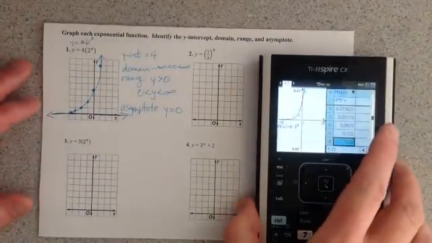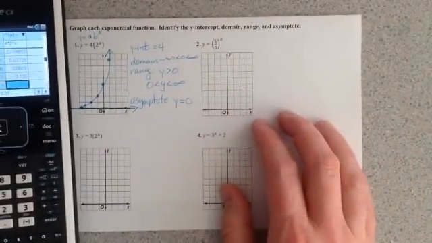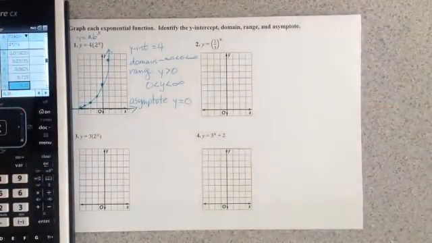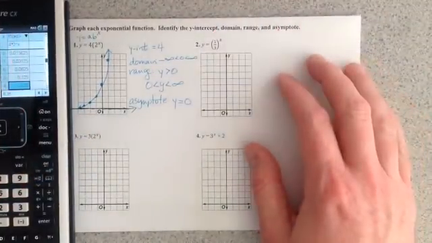So let's look at number 2 together. And I just noticed that 5, 6, 7, and 8 are at the top and 1, 2, 3, 4 at the bottom. Oh well. On number 2, we're going to do this one together as well.